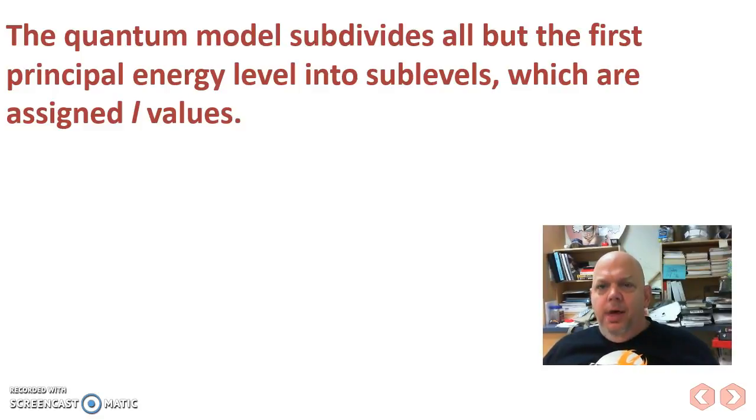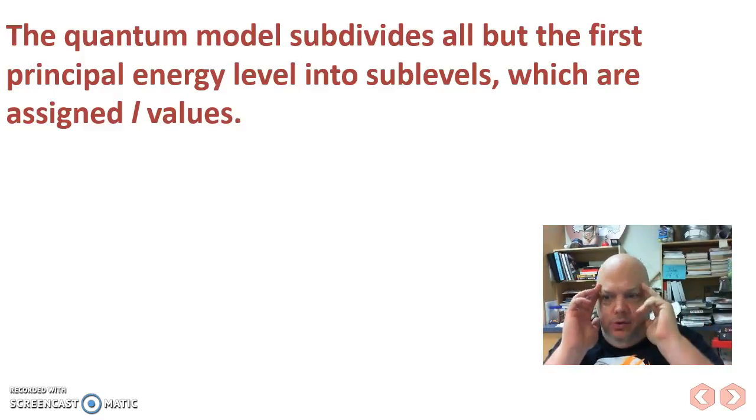So the quantum model subdivides all but the first principal energy level into sublevels, which are assigned these L values. What L values are you talking about? Remember the s, p, d, f, okay? On level 1, you only have one sublevel. That's s, end of story.